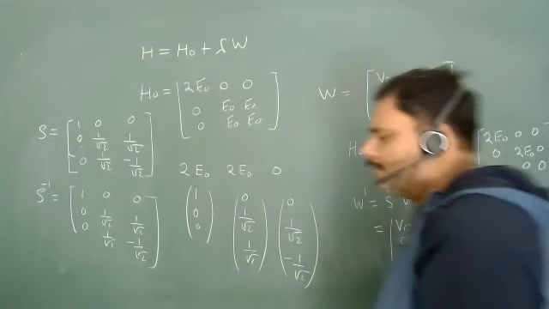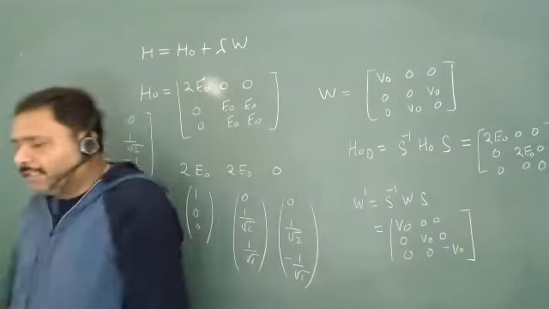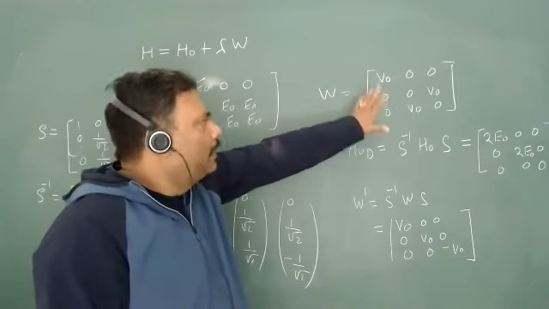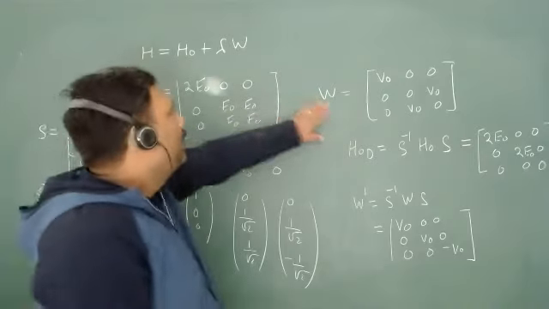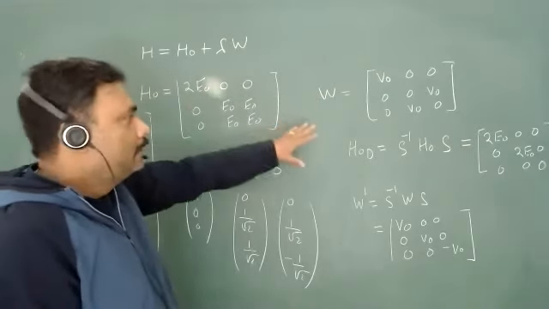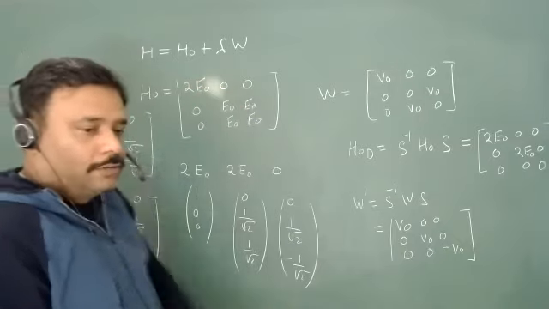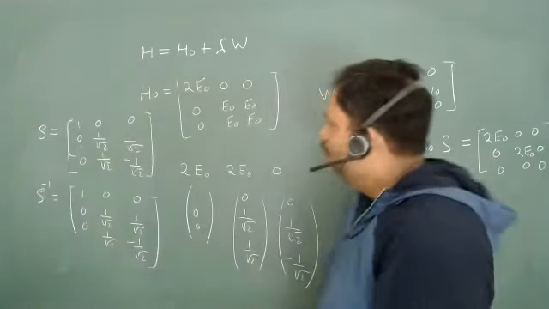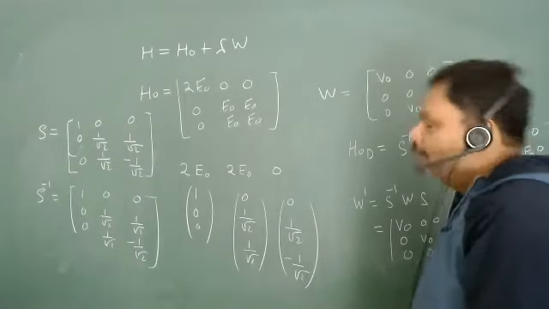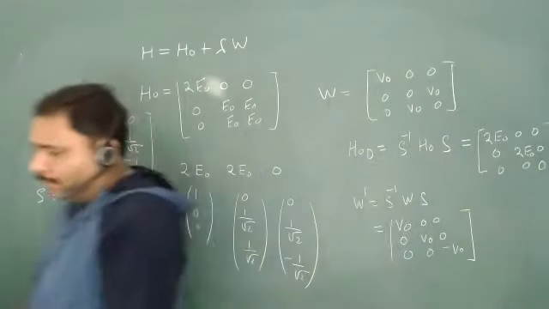Why is it diagonalized? Because this matrix is also a good matrix in a form that it can be diagonalized simultaneously in a basis in which H naught is diagonalized. So this can be used here. There is not any problem. But the thing is, will this perturbation work or not?